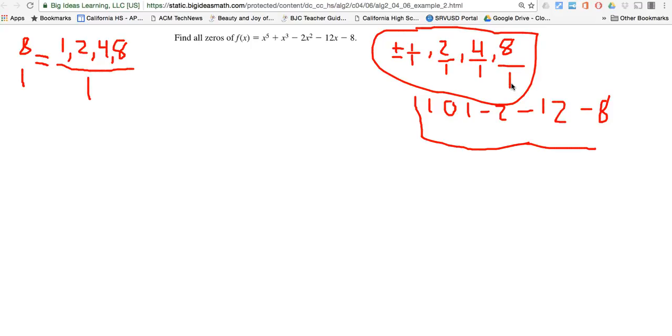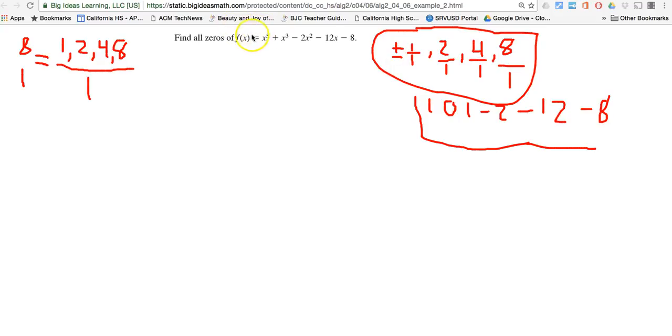So again, I'll give you a chance to pause. This is what you're going to want to use for your synthetic division setup, and you can start going. I always suggest starting with positive 1 and then negative 1, then 2 and negative 2, and just keep going. Eventually you're going to hit a number.